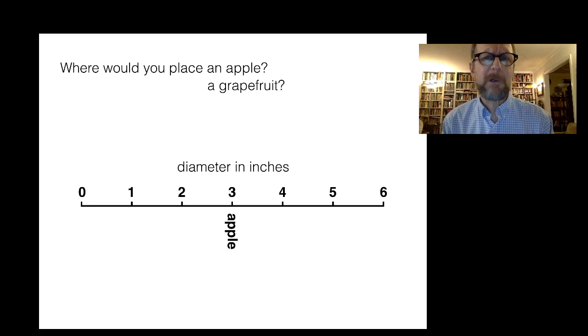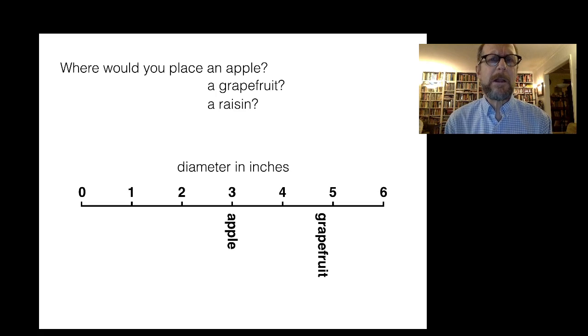Where would you place a grapefruit? Well, again, there are different sizes of grapefruits. I place mine a little shy of 5 inches, and again, I don't want to quibble over exactly where you put it, but I presume you put it to the right of the apple. Grapefruits generally are larger than apples. And what about a raisin? Where would that go on the diagram? I put it here, a little less than half an inch, maybe 3/8 of an inch or something like that.